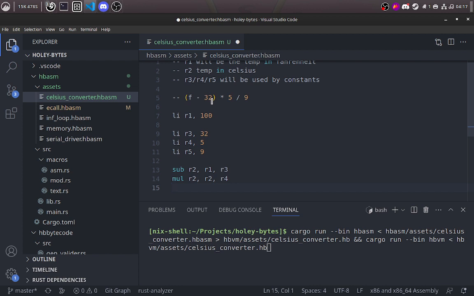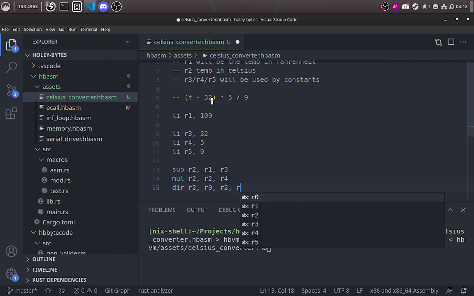Next, we will divide and remainder. We will store the remainder in R0, and we will divide R2 by R5.